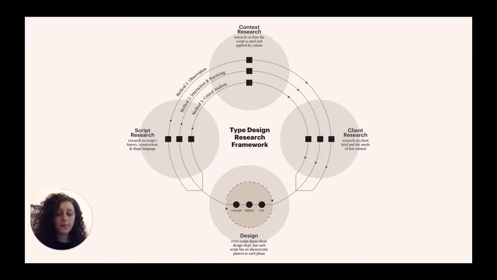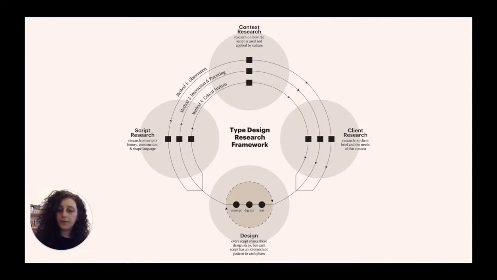All this information then feeds into the design process, which in this framework is extremely simplified. We have these steps of concept, digitize, and test. Every script shares these design steps, but each script has their own idiosyncratic pattern with each phase. So this design step then feeds back into the research process in a never-ending, iterative, informative loop. And because each of these research areas, script, context, and client, are so complex in their own rights, we have supporting diagrams to help guide you through them.